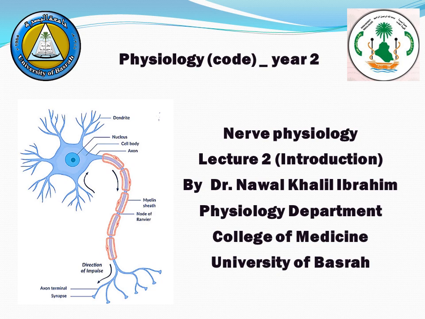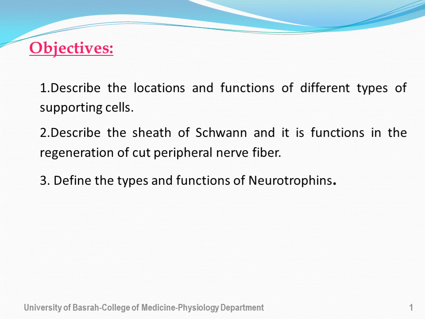Our lecture today is a continuation of the introduction to nerve physiology. Objectives: we are going to describe the locations and functions of different types of supporting cells, describe the sheath of Schwann and its function in the regeneration of the cut peripheral nerve fiber, and define the types and functions of the neurotrophins.